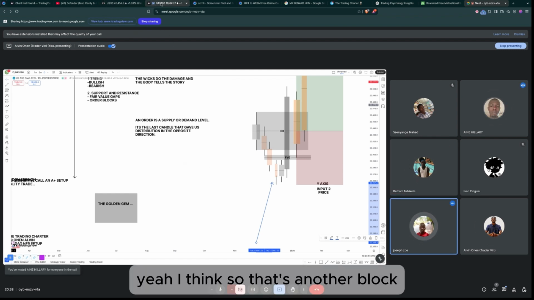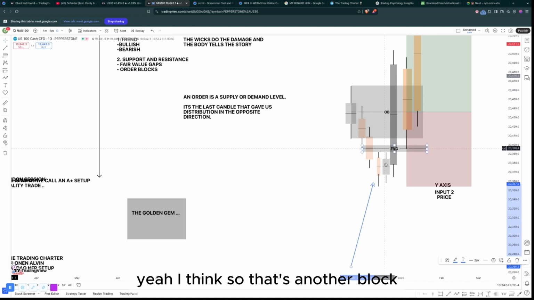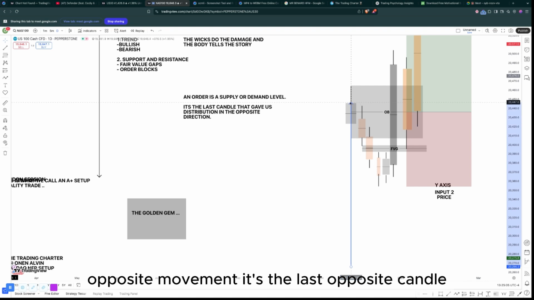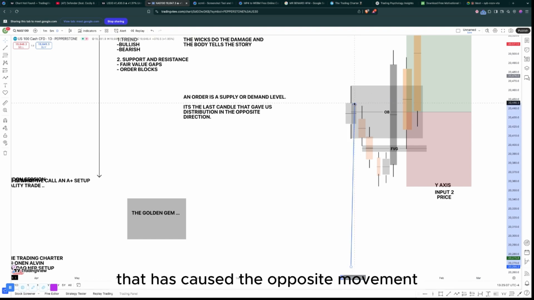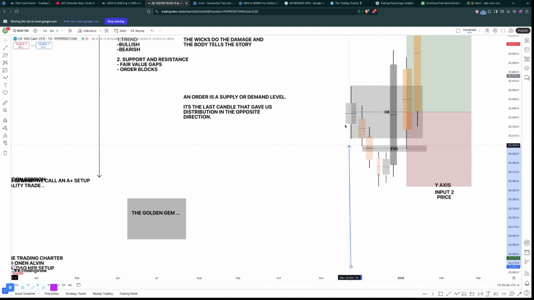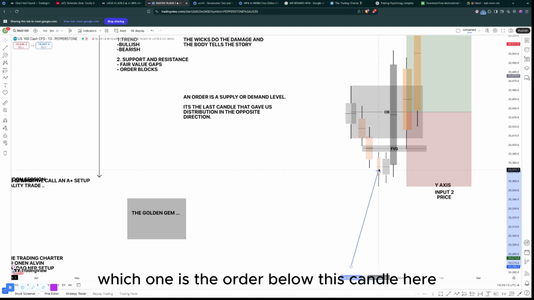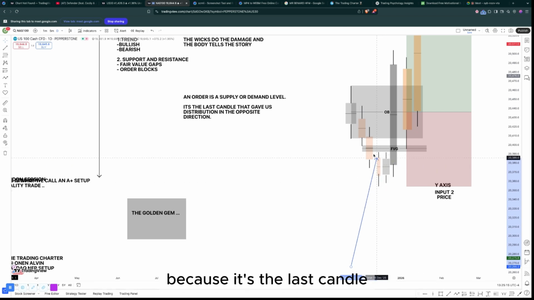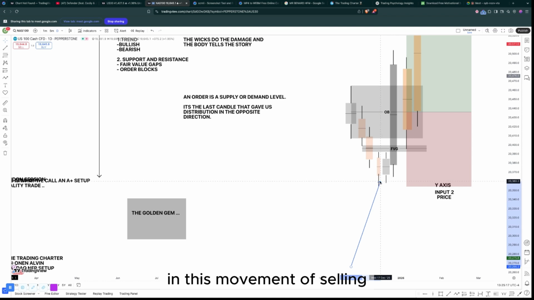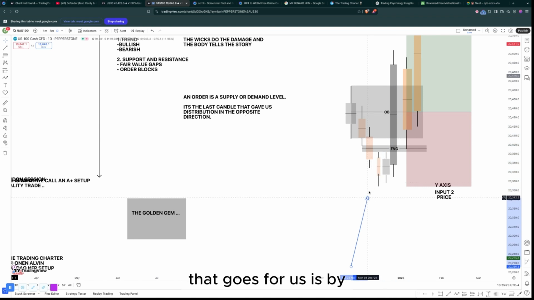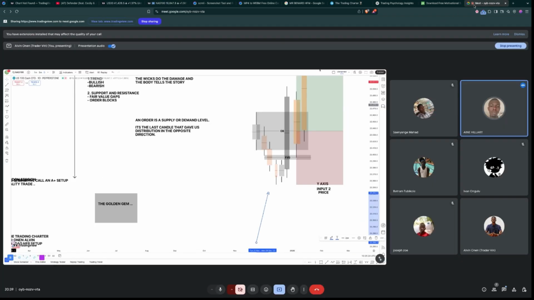So that's an order block. It is the opposite candle that gives us opposite movement. It's the last opposite candle that has caused the opposite movement. So for example, in this drive down, which one is the order block? This candle here. Because it's the last candle in this movement of selling that caused for us this buying. You understand?